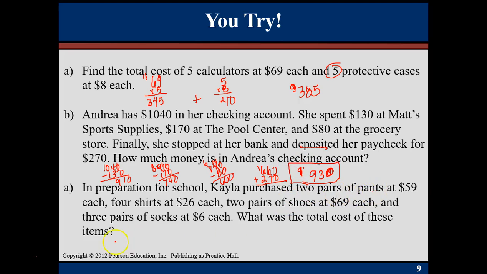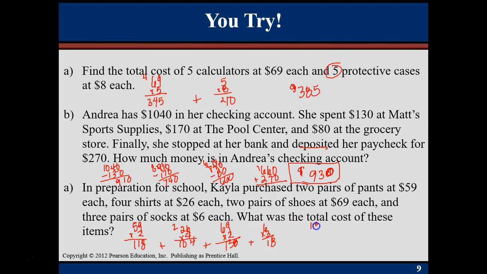Kayla bought 2 pairs of pants at $59 each. That would be $118. She bought 4 shirts at $26 each, $104. 2 pairs of shoes at $69 each, $138. And then finally 3 pairs of socks at $6 each, that's $18. And I need to just add these up.